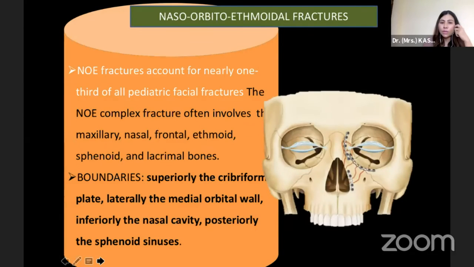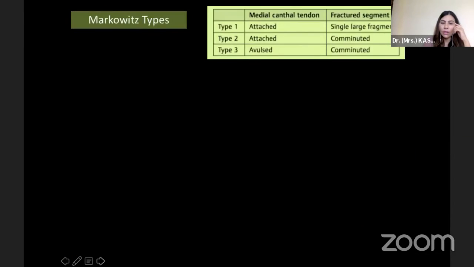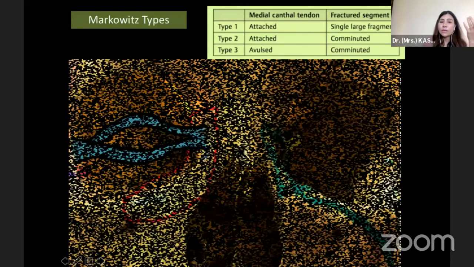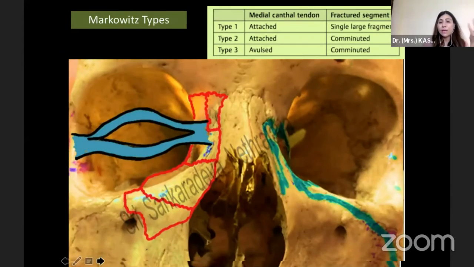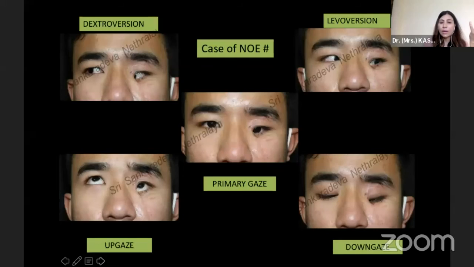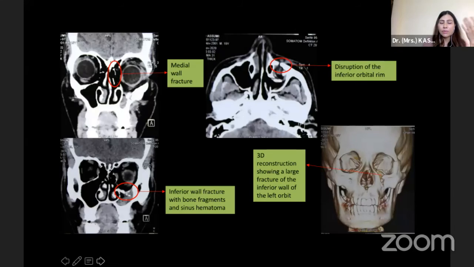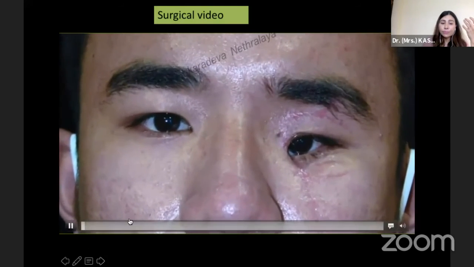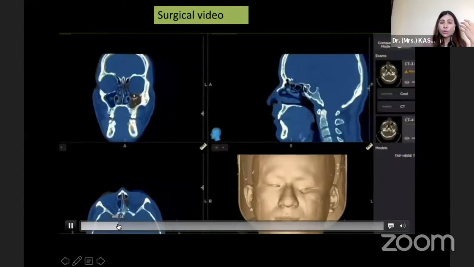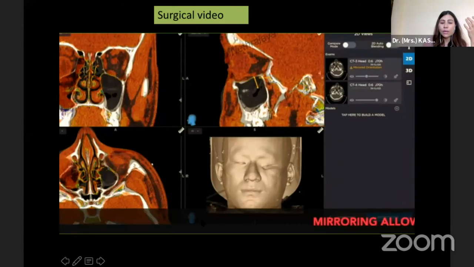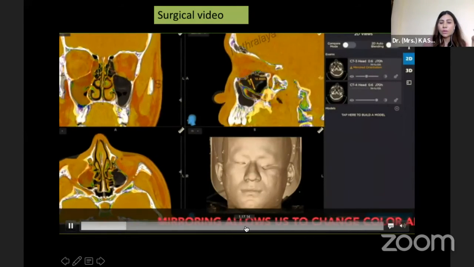And sometimes, as I have mentioned, the NOE fractures are really common in children, though initially I was also not aware. But when I went through the literature, I saw that even the advanced type, where you have the type 3, the comminuted, is very common. As you can see in the child having a very bad NOE fracture. So sometimes you have to do this to know the volume. Sometimes you do mirroring and do a navigation.